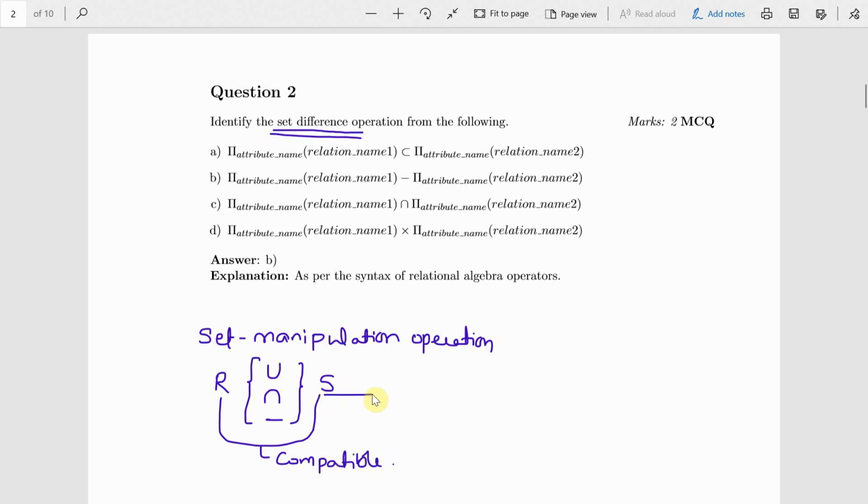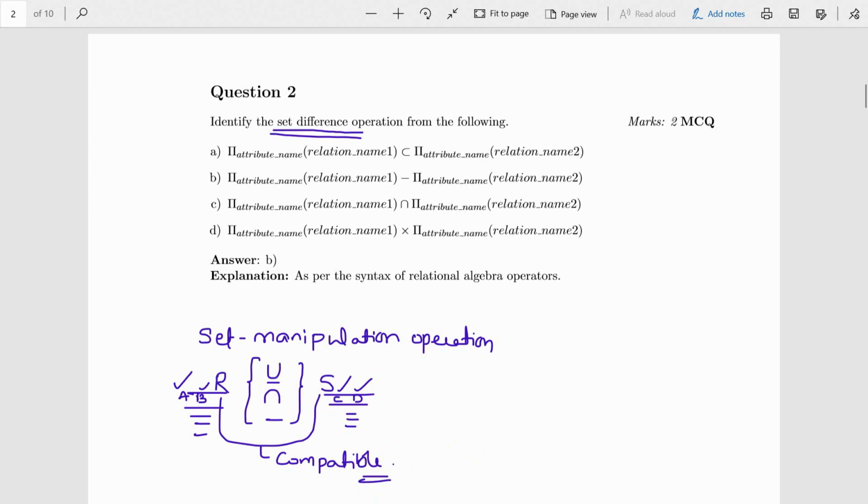Compatible in the sense both R and S should have the same number of attributes. That is the first condition. Suppose AB, this is CD. Two attributes, the same number of attributes should be there. And the second condition is the domain of corresponding attributes should be the same. Say domain of A is int, then domain of C also should be int. Domain of B is char, then domain of D also should be char. Then we can call them compatible.